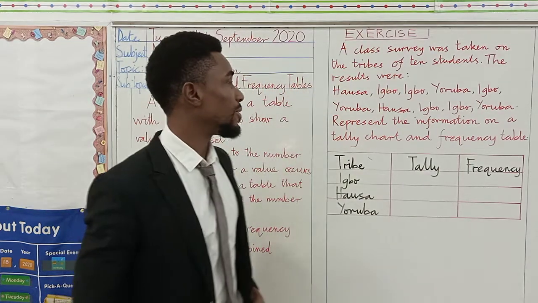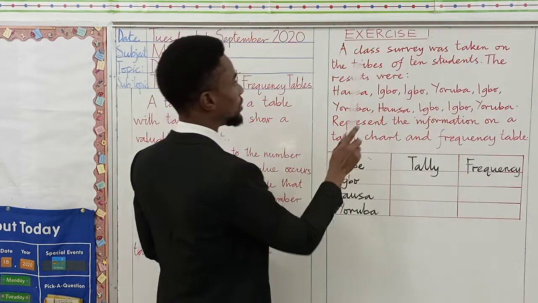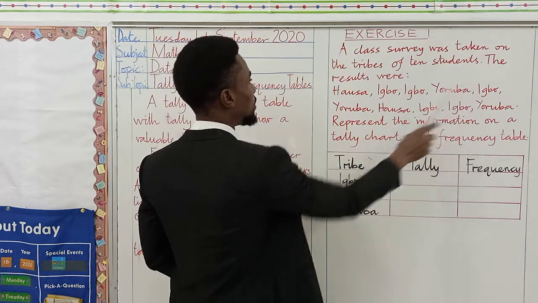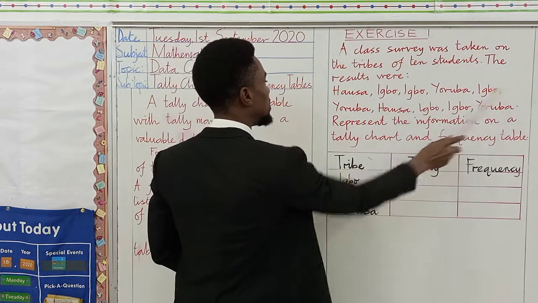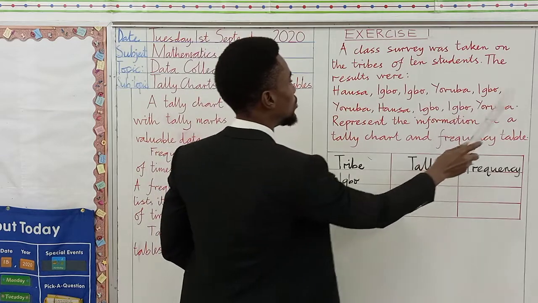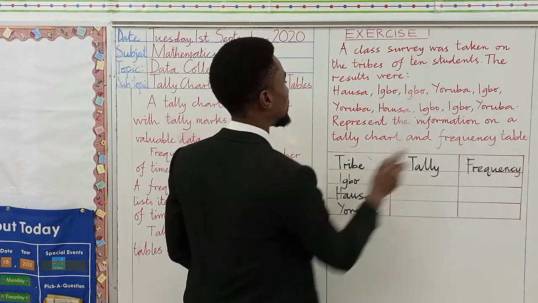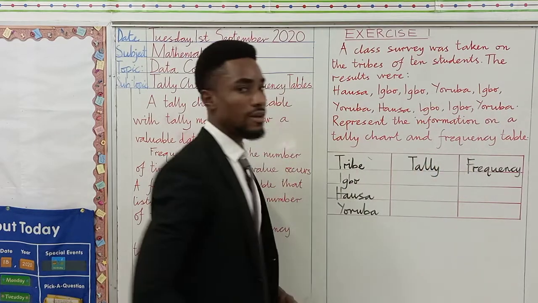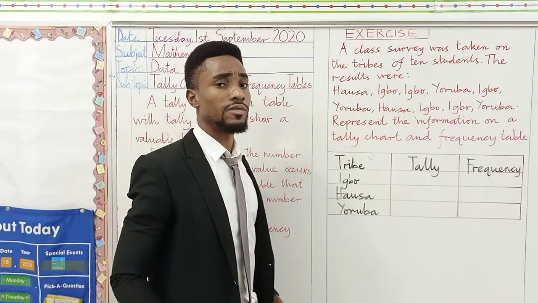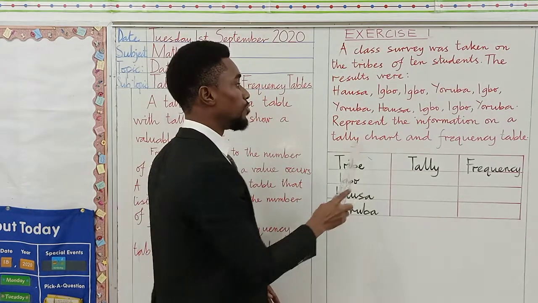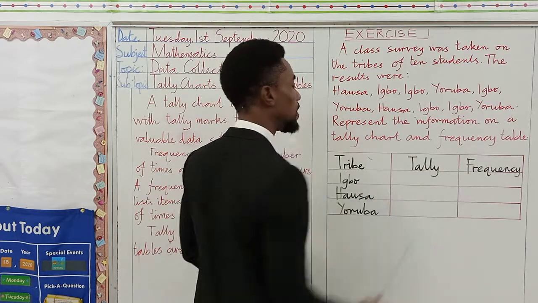Alright, so here we have exercise 1. A class survey was taken on the tribes of 10 students. The results were as follows: Hausa, Igbo, Igbo, Yoruba, Igbo, Yoruba, Hausa, Igbo, Igbo, Yoruba. If you count, these are 10 students, and these show the tribes of these 10 students. Now, represent the information on a tally chart and frequency table.